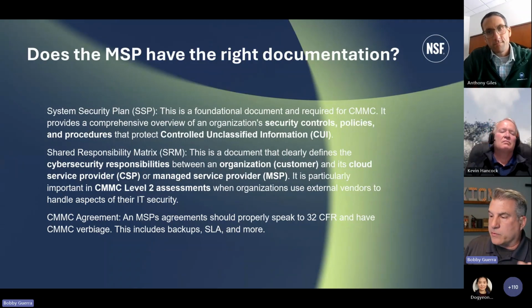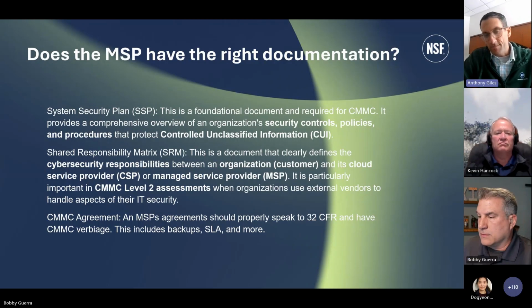But if you're coming into a smaller MSP like us, you need to make sure you're asking these types of questions and wanting to know that they have that type of information in their system. Does that sound fair? Yeah.